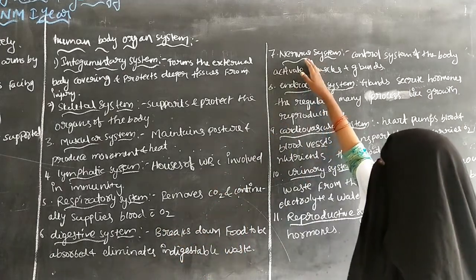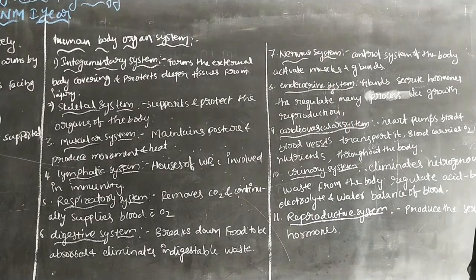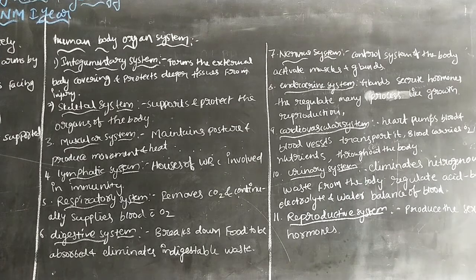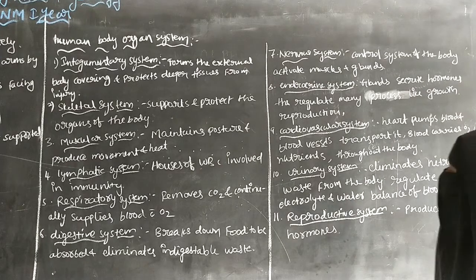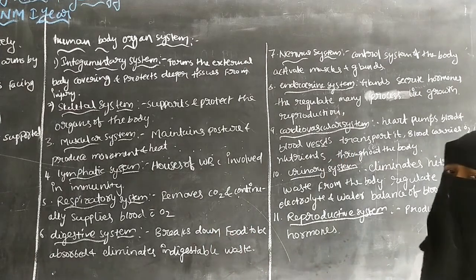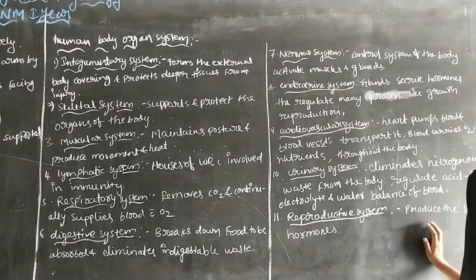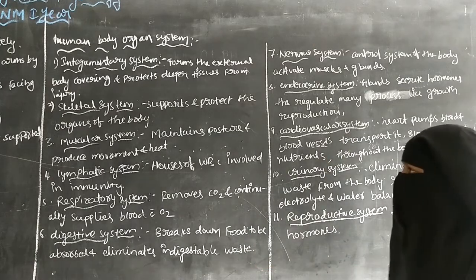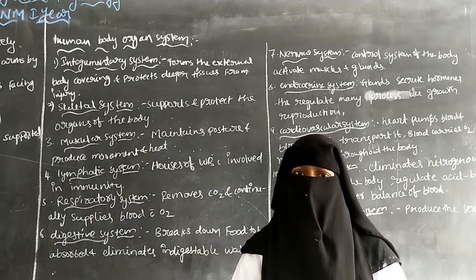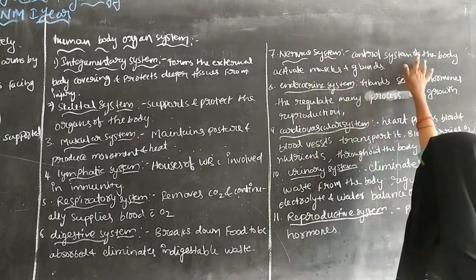Next one is the nervous system. The nervous system is the control system of the body and activates the muscles and the glands. The body is controlled by the nervous system, and it helps to activate the muscles and the glands. So it is called the nervous system.